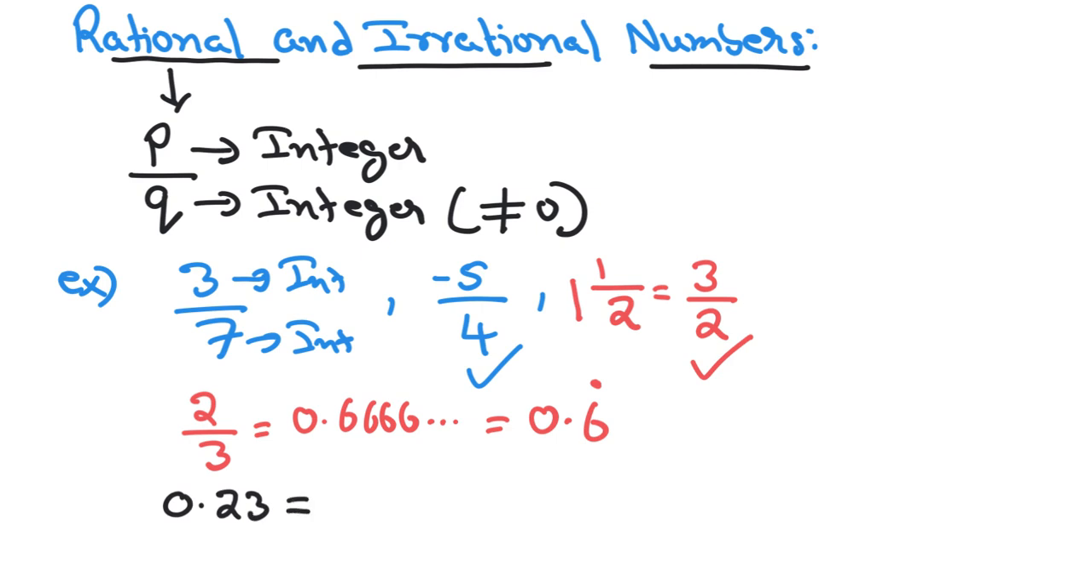0.23? Is this a rational number? Can I write 0.23 as 23 over 100? Is it the same thing? It is. Now, is this a rational number? Yes, because the numerator is an integer, the denominator is an integer, so it is written as a fraction, so it is a rational number. So you get the idea of what a rational number is.